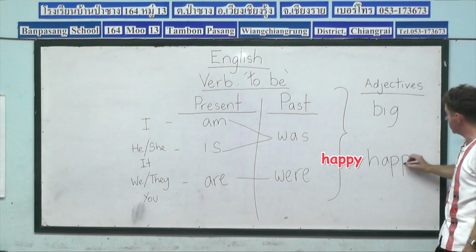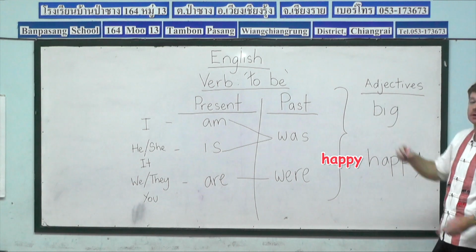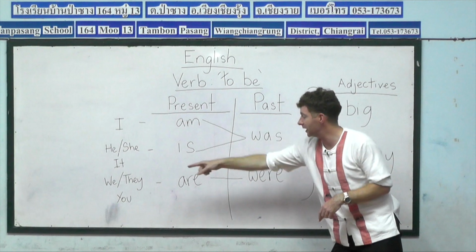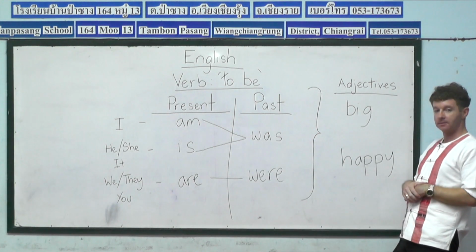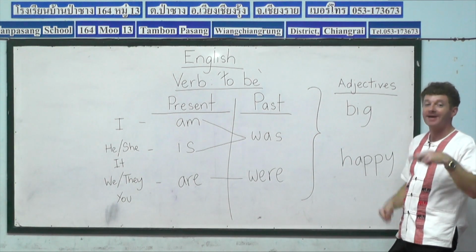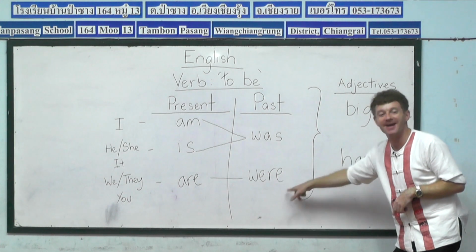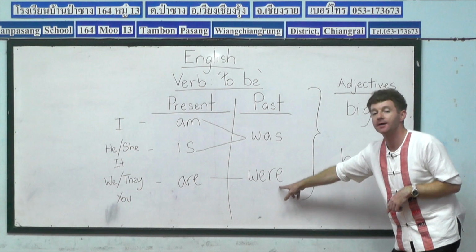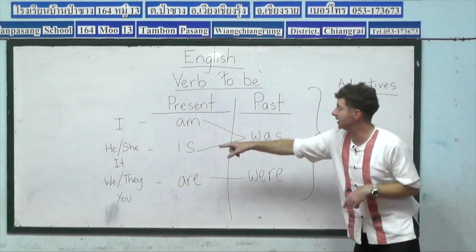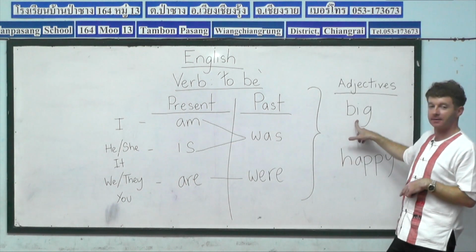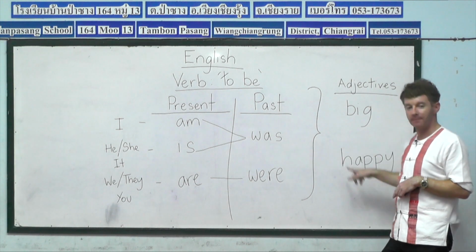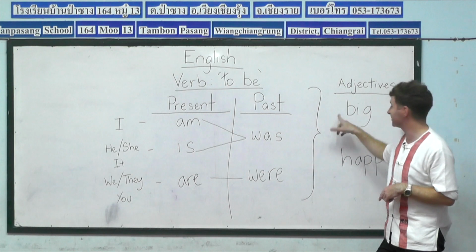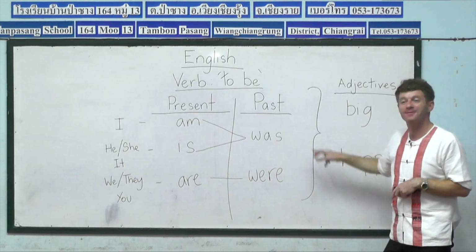Happy. Okay. So now again, I'll say in the present tense and you say in the past tense for me. We are happy. We were happy. They are happy. They were happy. She is big. She was big. It is big. It was big.